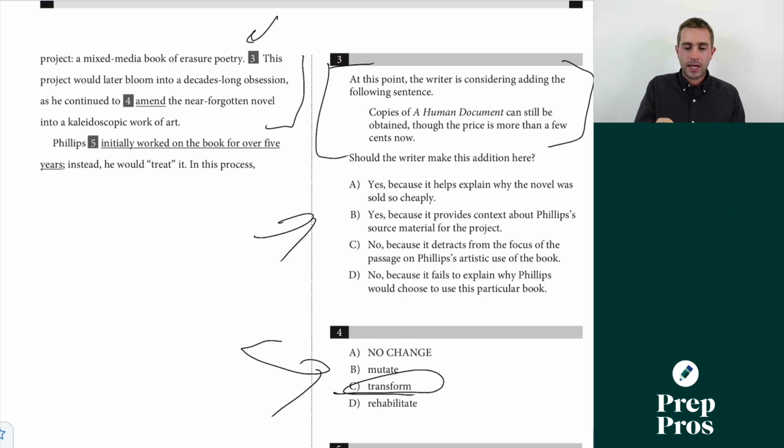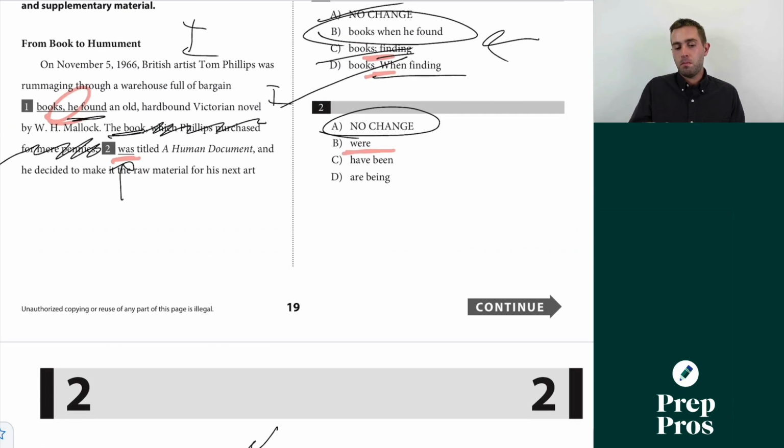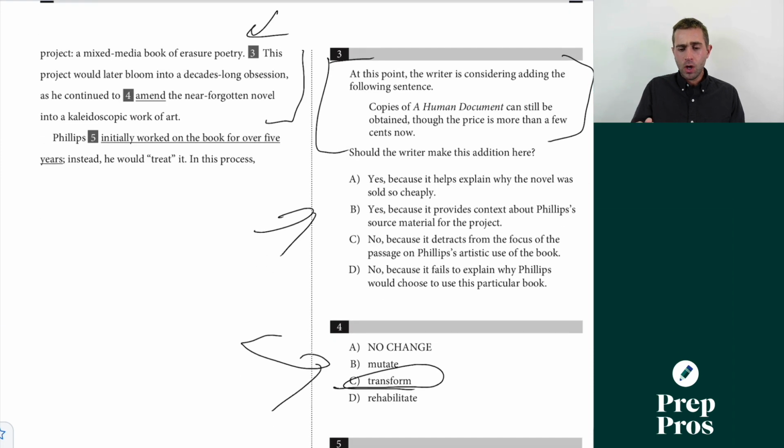So what we're considering adding here is copies of human document can still be obtained, though the price is more than a few cents now. Well, this paragraph has nothing to do with the price of the book or the value of the book. It's all about basically how he's using the book to make his art. So we don't want to add this here, and very clearly we can see that C is correct because it distracts from the focus, right? It's not relevant to the passage's focus on Philip's artistic use of the book here.